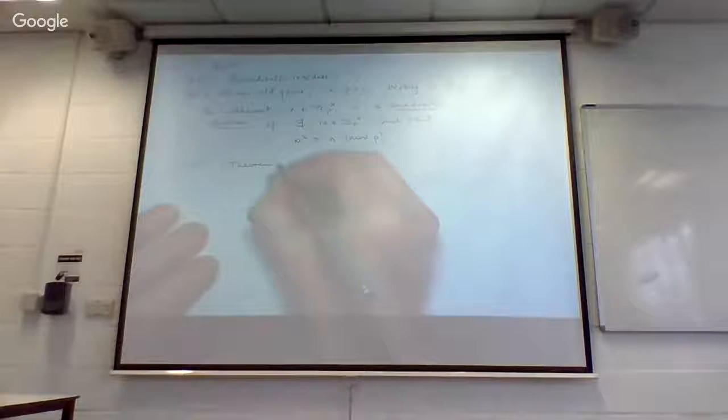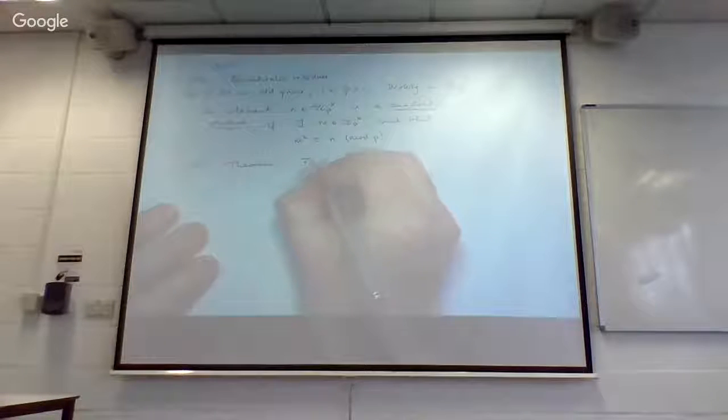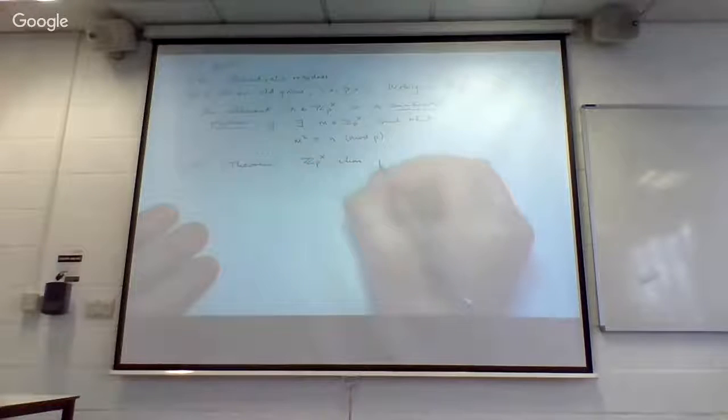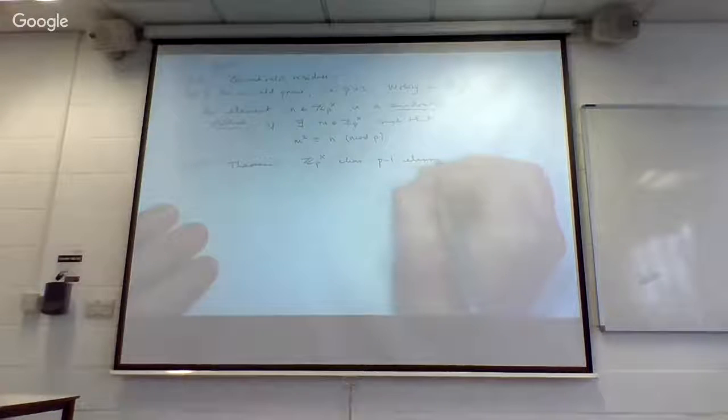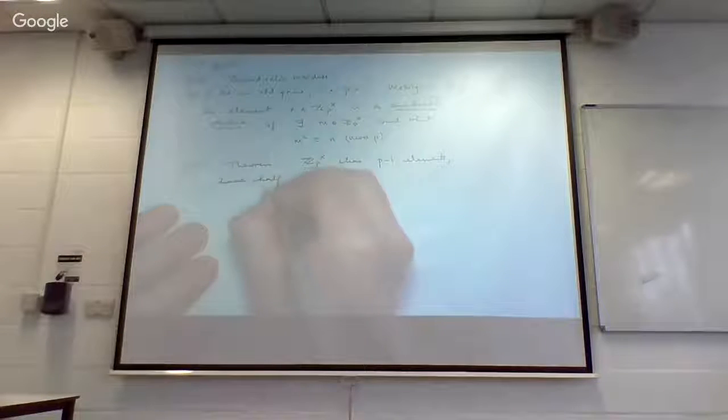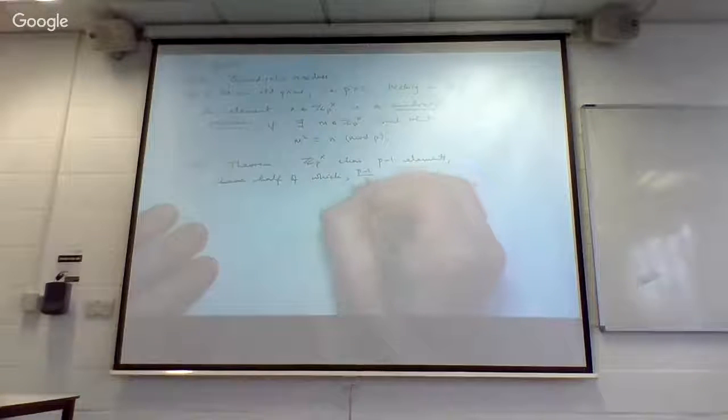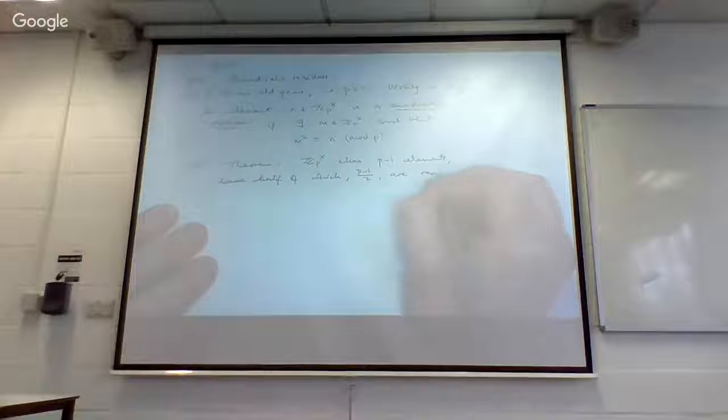Okay. So for part B, you're asked to prove that exactly half of the elements are quadratic residues. So ZP has P minus 1 elements, half of which, namely P minus 1 over 2, are residues, and half are not.